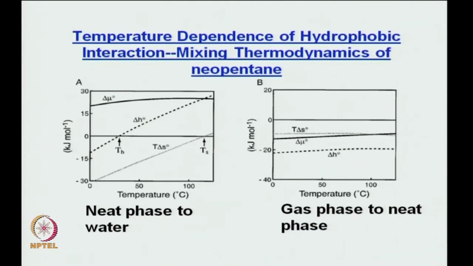First of all, this delta mu 0 is positive, and it should be positive. Why? Because it is not favorable to take neopentane and dissolve it in water. Your delta G obviously would be positive, there is no doubt about that. But look, it is not a straight line.